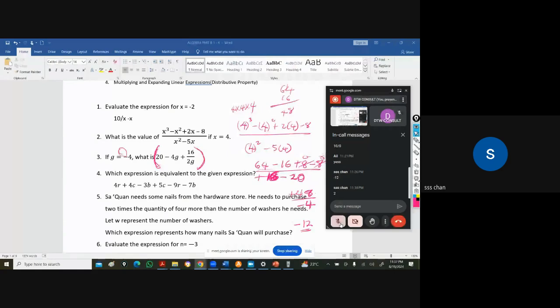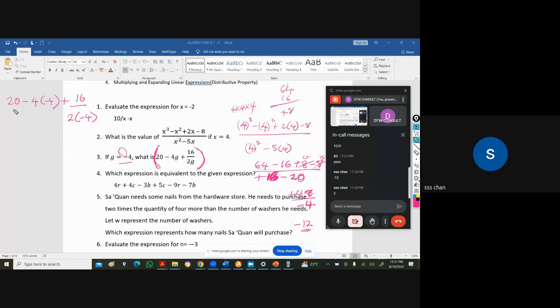Do number 4. Wait, I get 24. Okay, you got 24, so let's do it together. It says g is negative 4. So we have 20 minus 4 in parentheses, which is negative 4, plus 16 over 2 in parentheses, which is negative 4.